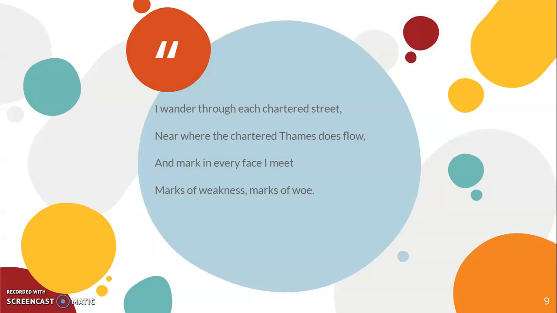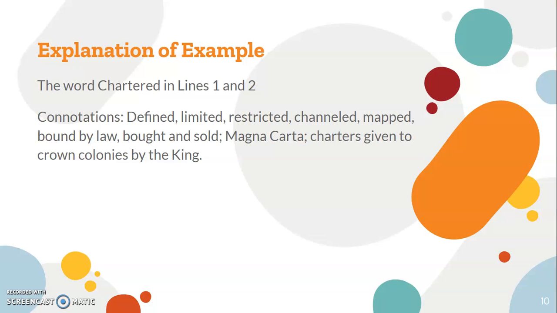For an example of connotation, it's a little bit different: "I wander through each chartered street, near where the chartered Thames does flow, and mark in every face I meet, marks of weakness, marks of woe." Here we have the word chartered in lines 1 and 2. Chartered as used here is defined as limited, restricted, channeled, mapped, and bound by law, bought and sold. Magna Carta, on the other hand, relates to charters given to crown colonies by the king.